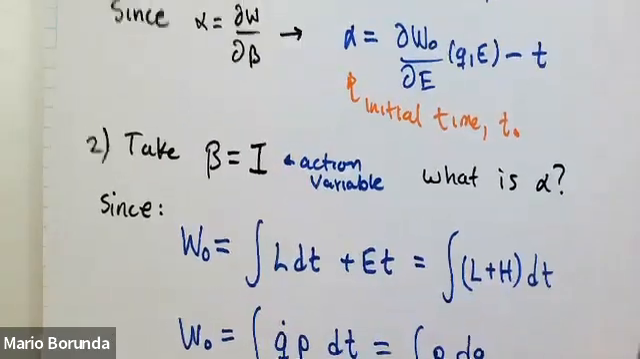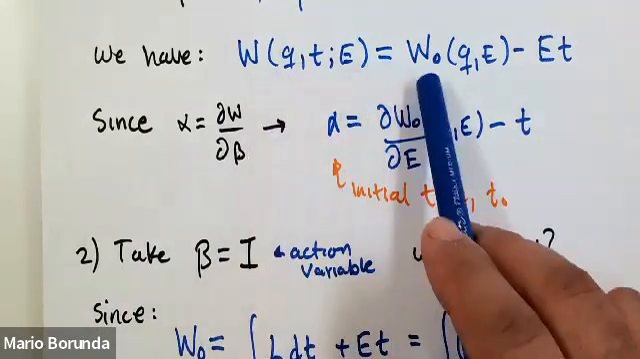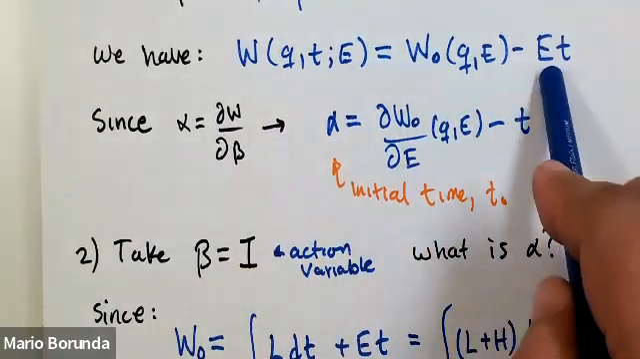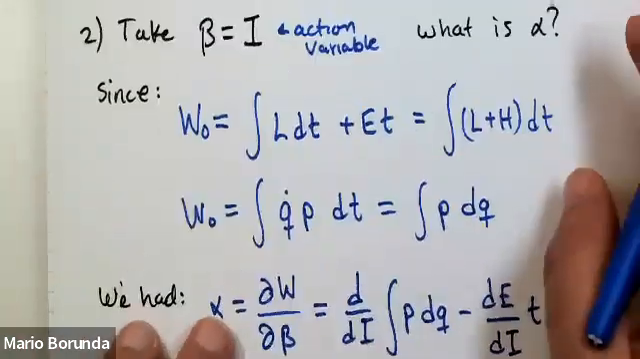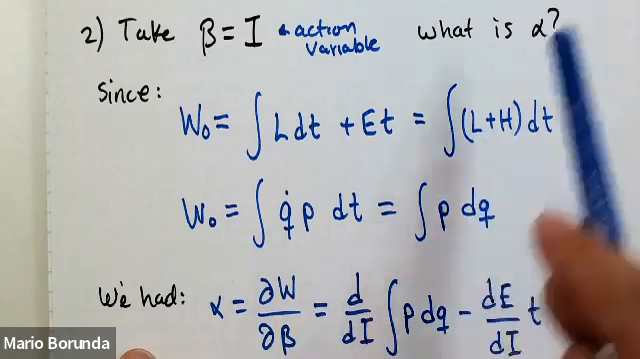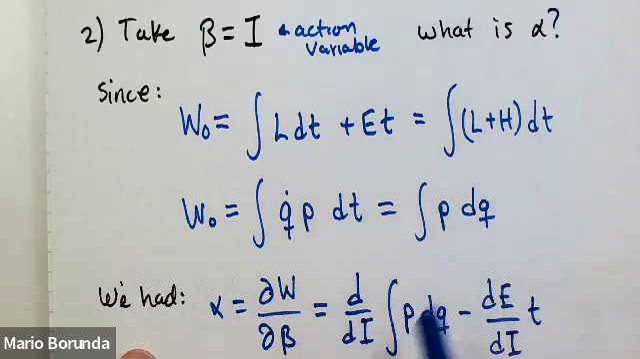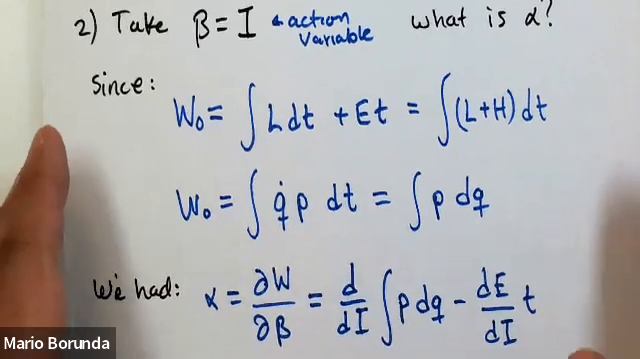So this is exactly what we did up here, right? Where we took W, which is given by W naught minus ET. Here we have the derivative with respect to beta of W, it's going to give us alpha. And since beta is I, W is W naught minus ET. So I have this partial, and we have that.